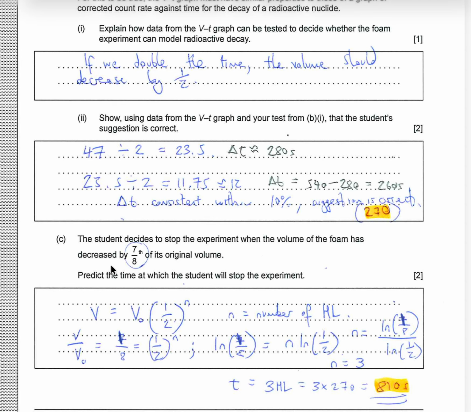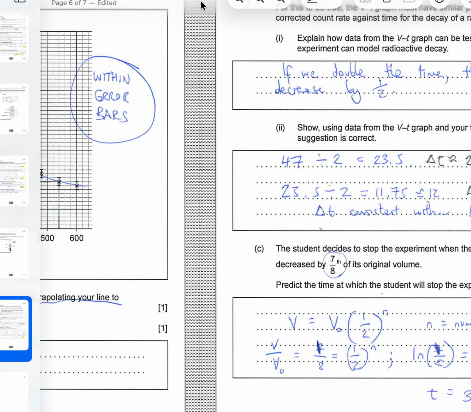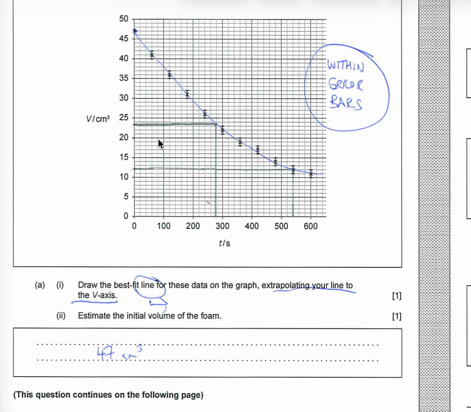Okay, I want to see if the student's suggestion is correct. Now, I started with 47, so I divided by 2, I got 23.5, and I found from my graph, and I'll show that in a second, that I got a delta T of 280. And then I went from 23.5 and divided by 2, and I got, make sure I got that right, 11.75, that looks right, roughly 12. Okay, and I found that took another 260 seconds. Okay, so the delta T is about somewhere between 260, 280, let's call it 270 seconds. It's within 10%.